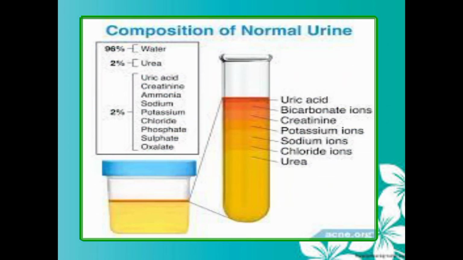Here is the composition of normal urine, that comprises 98% water, 2% urea, and 2% other metabolites, that is creatinine, uric acid, ammonia, sodium, potassium, chloride, phosphate, sulfate, and oxalate, etc.